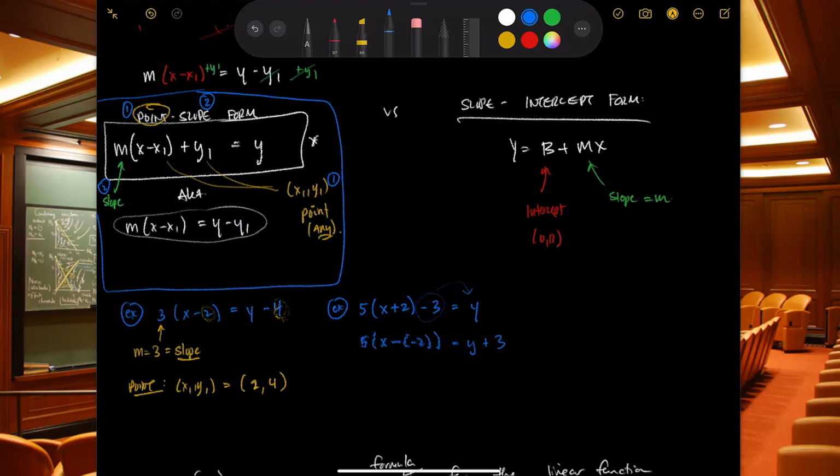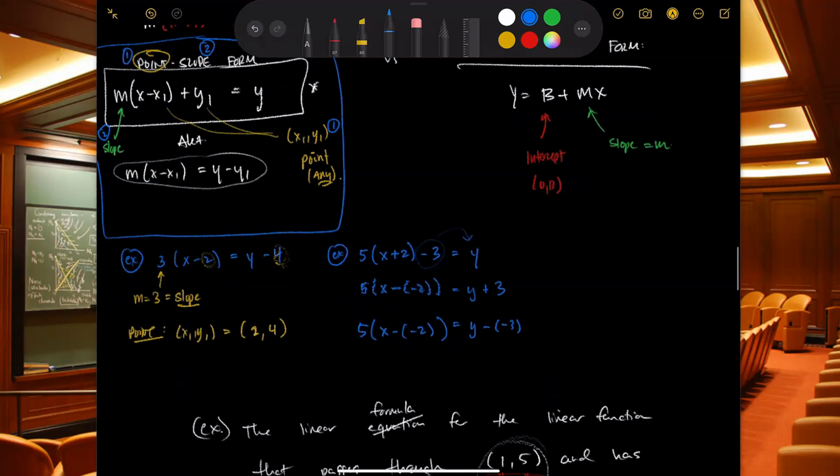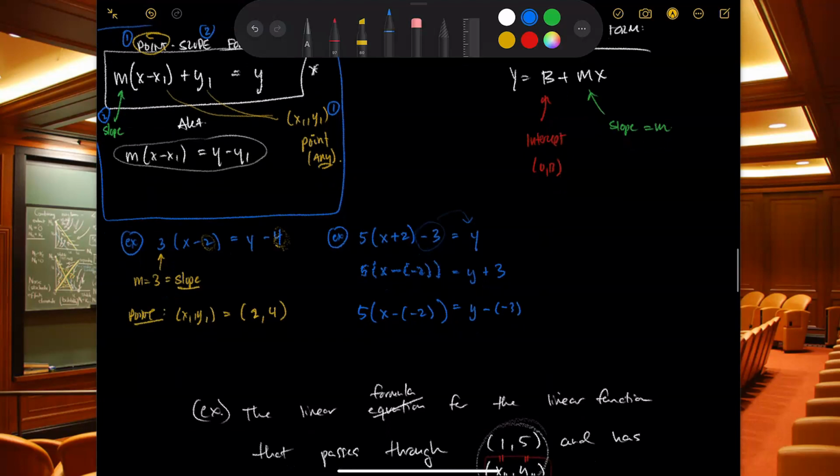again, we know that this is usually a difference, so it's y minus negative 3. So we have 5 times x minus negative 2, y minus negative 3. And so again, we see the slope is 5. And then the point x1, y1 that it passes through is negative 2, negative 3.